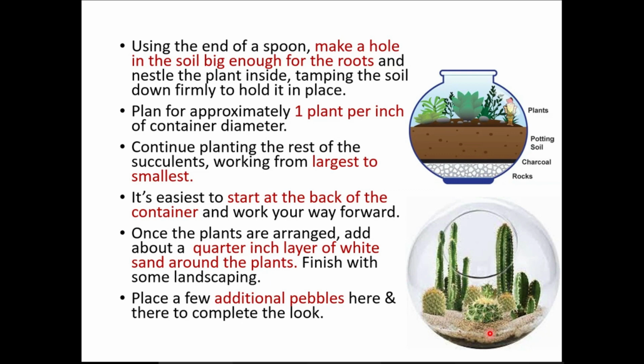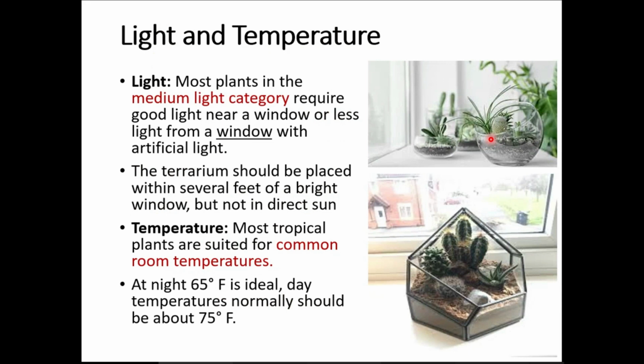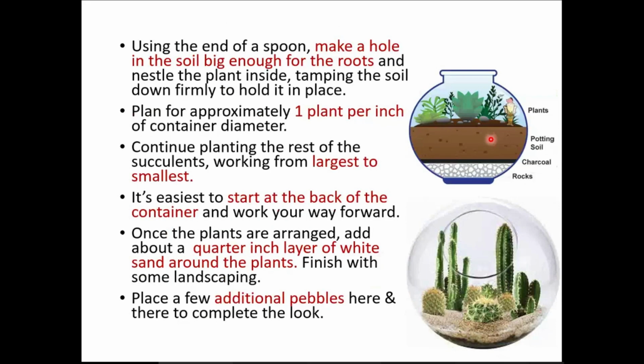And later you can use white sand around the plant. It will give some aesthetic beauty also. And it will avoid some soil erosion or disturbance of the soil, and that soil would otherwise dirty this glass jar. So if you use white sand, that would be better. You can use some landscape design and add additional pebbles, seashells, or some statue. Based on your requirement, you use those and make your terrarium beautiful.